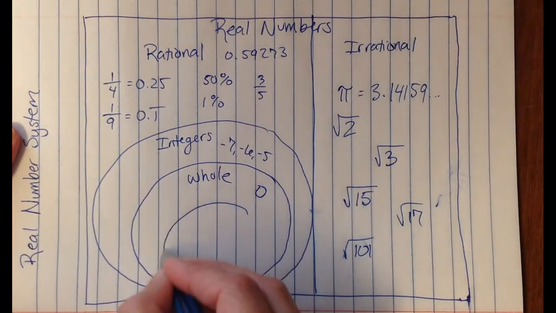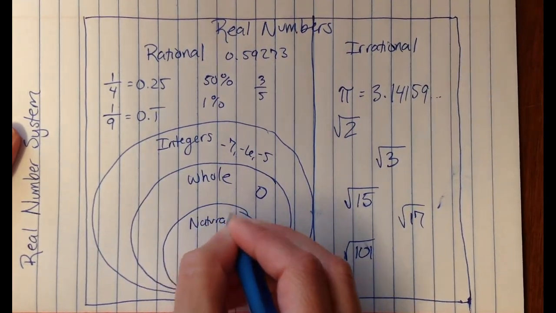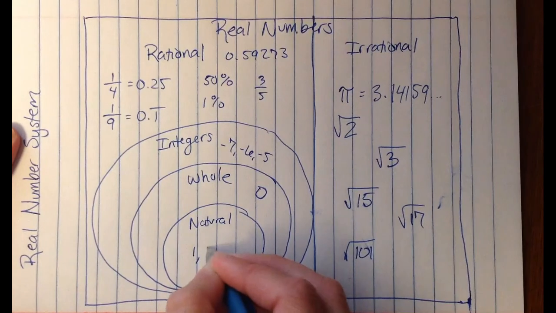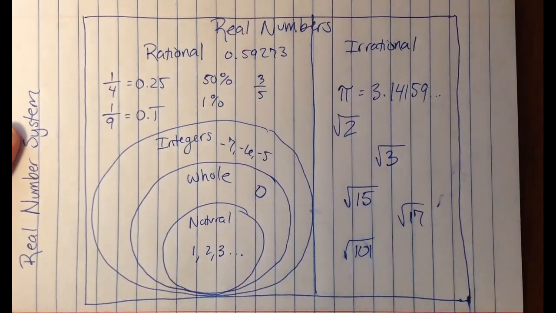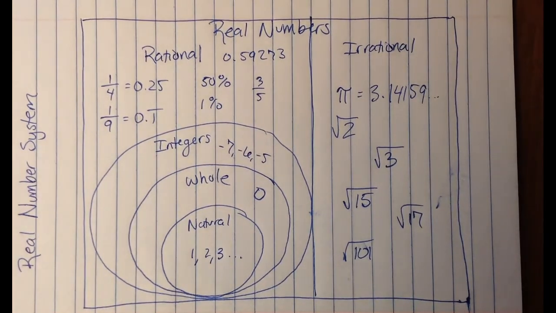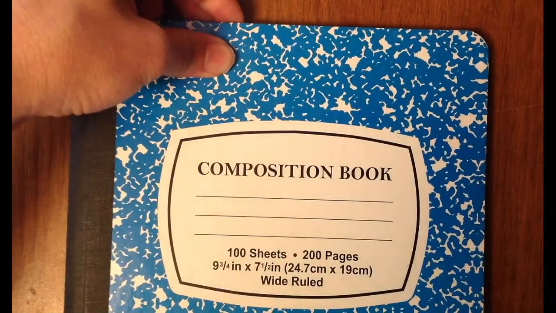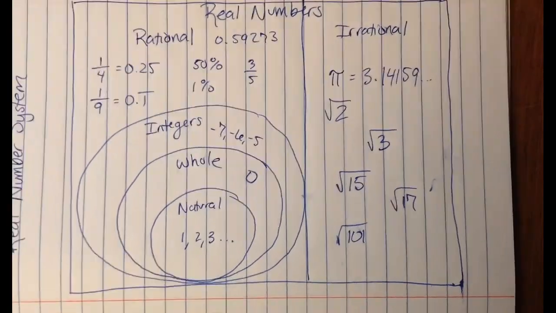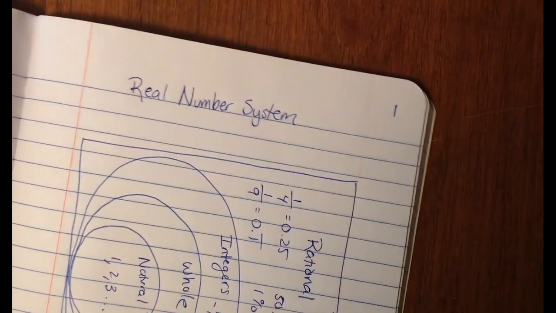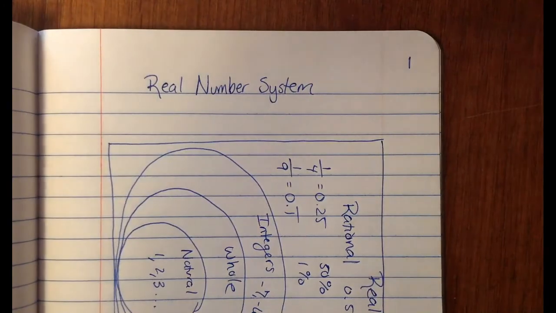And then the smallest of them all is the natural numbers, which includes 1, 2, 3, all the way up to infinity. And so when I say make sure you write this down in your notebook, that's what I mean. Make sure you grab your composition notebook and go ahead and write down this chart on the first page. That way you'll have it to look back at, the real number system.